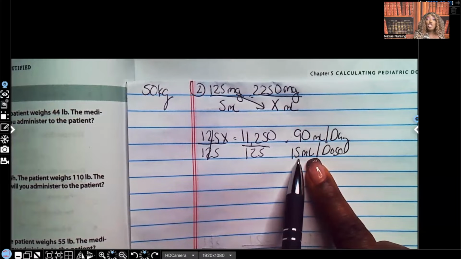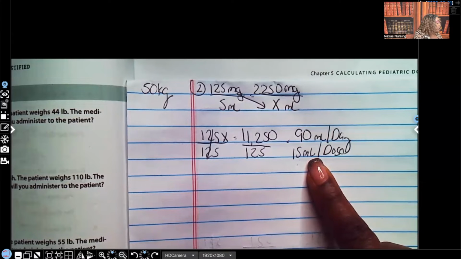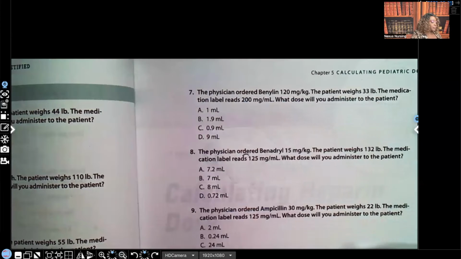milliliters per dose. Be very careful, because that's how the test writers will try to trick you. It might ask you per day, and it might ask you per dose. Per day is always going to be the total, the accumulation of what you're going to give for that entire 24 hours versus the dose, which is how much you're going to give every time you give that particular medication. All right, let's move on to number 3.